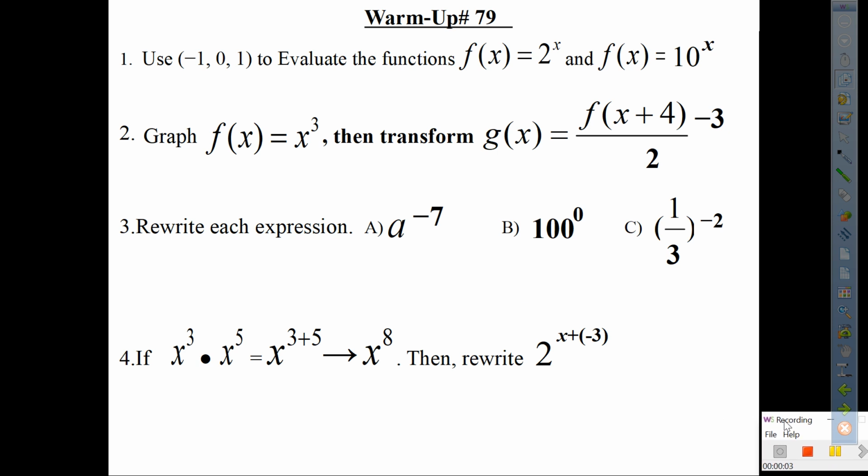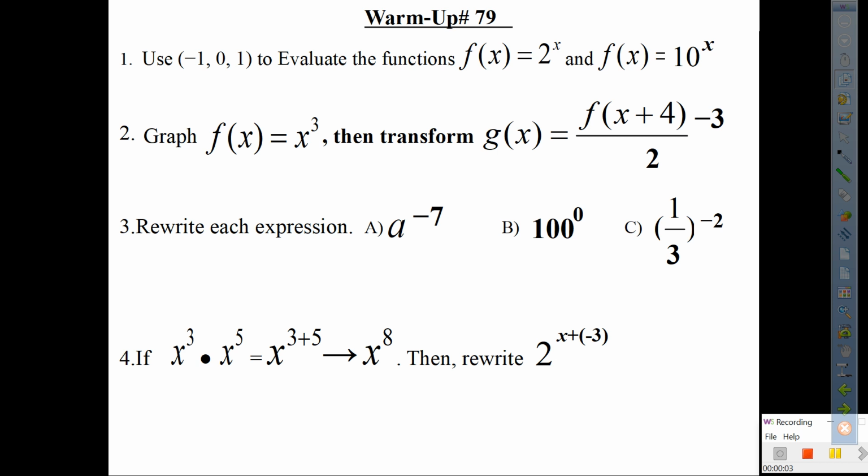All right, warm-up number 79 reads, number 1, use -1, 0, 1 to evaluate the functions f of x equals 2 to the x exponent and f of x equals 10 to the x exponent. Now today I'm doing a soft introduction to what the next concept coming up in a couple of weeks is, which is exponential functions. There it is. And all that's going to tie into logarithms. So I'm giving you a little sample of it with number 1.